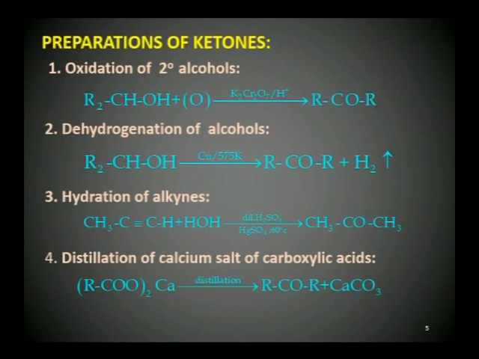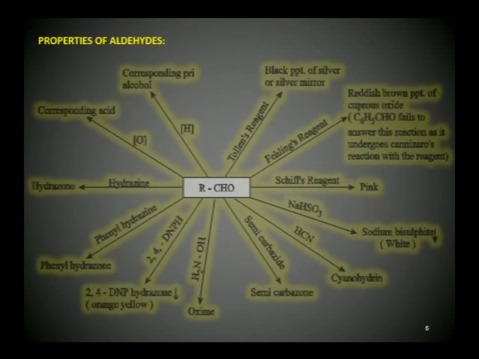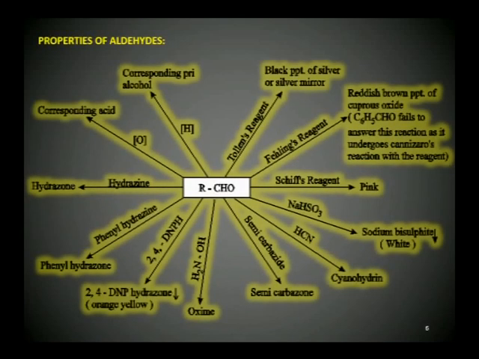Now let us see the properties of aldehydes. You can see the properties of aldehydes on the screen here. Let us go clockwise. In the middle you have aldehyde, RCHO, and each and every arrow mark represents one reaction with a clear explanation of the reactants followed by the products.